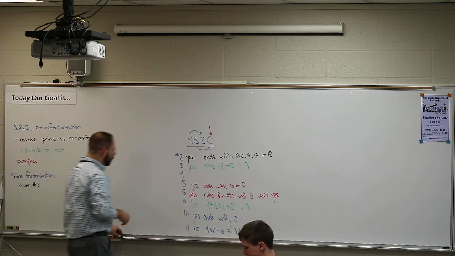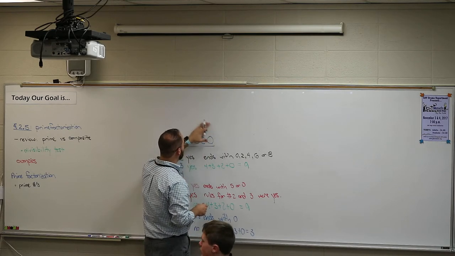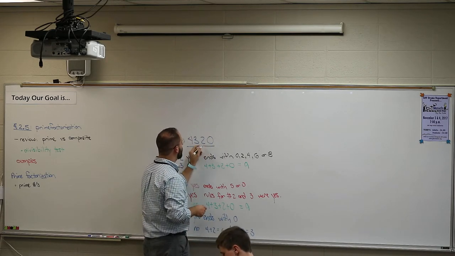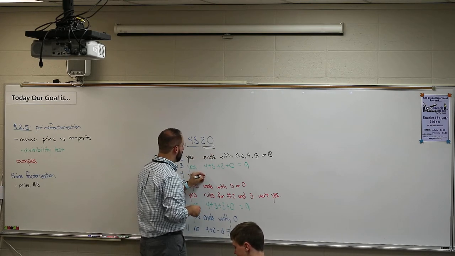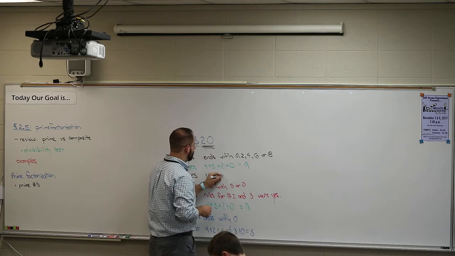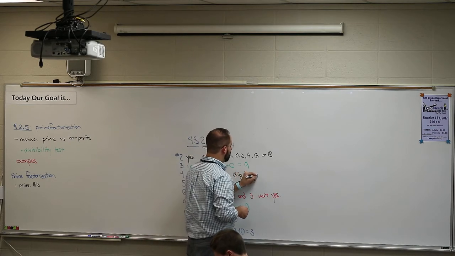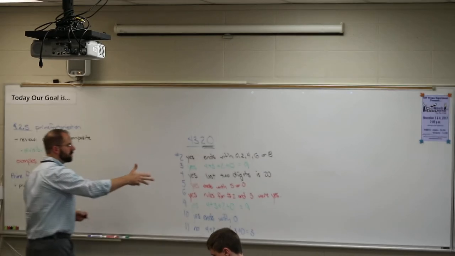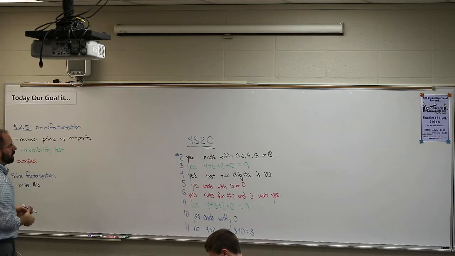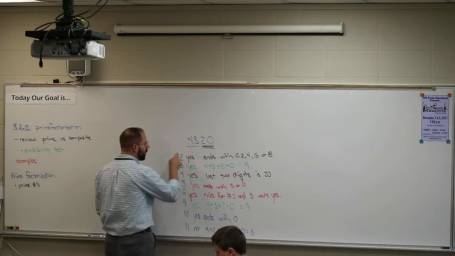4 was the hardest rule. You had to look at the last two numbers. What are the last two numbers on this problem? 20. Does 4 go into 20? Yes, it does. The last two digits, 20, are a multiple of 4. 4, 8, 12, 16, 20. So it is a multiple of 4. That's what you're supposed to do.